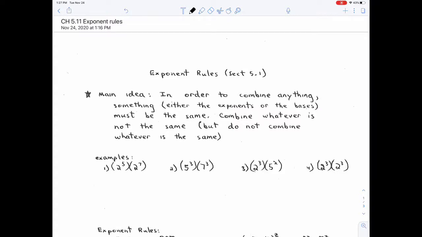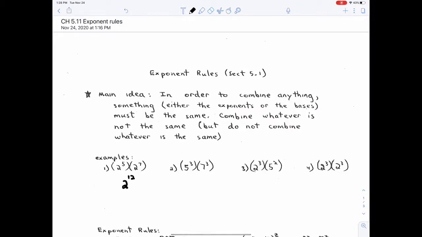The first one, 2 to the 5th times 2 to the 7th. Okay, what's the same here? The bases are the same. So the 2 stays a 2, and then the 5 and the 7 combine, you add them, and we'll get to the exponent rules in a second. But you add them, and that'll give you 12. So we get 2 to the 12th power.